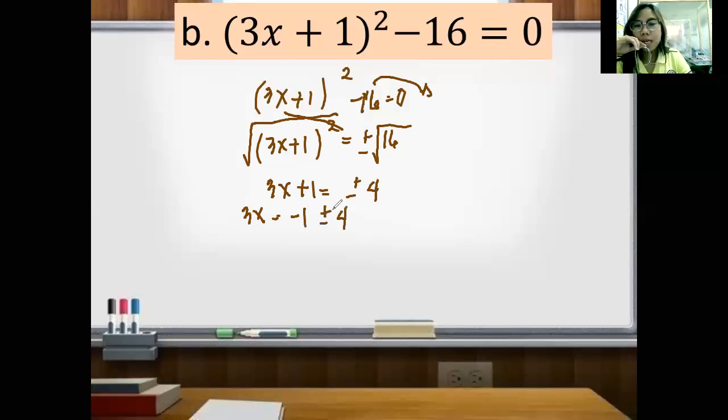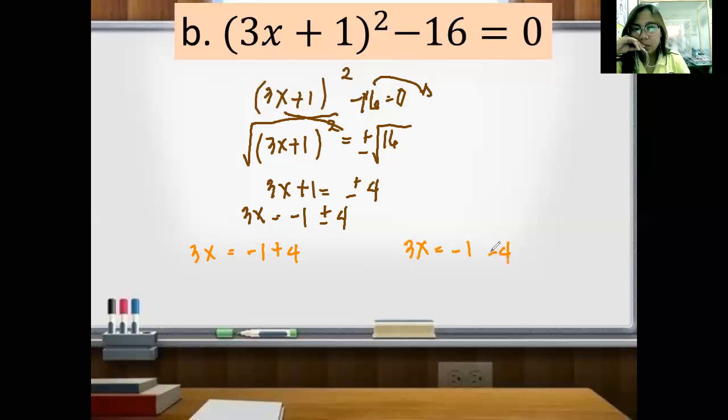Okay, ma'am, what do we do with this? So, x has a coefficient. Okay, so we need to simplify this term by dividing both sides by 3. But first, we need to simplify the right side. Okay? I hope everyone is following. So we have 3x is equal to negative 1 plus 4. And here, 3x is equal to negative 1 minus 4.